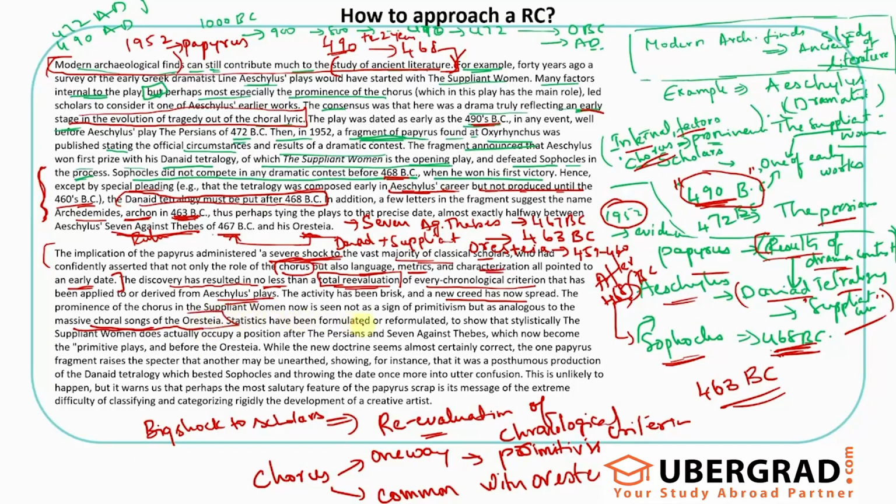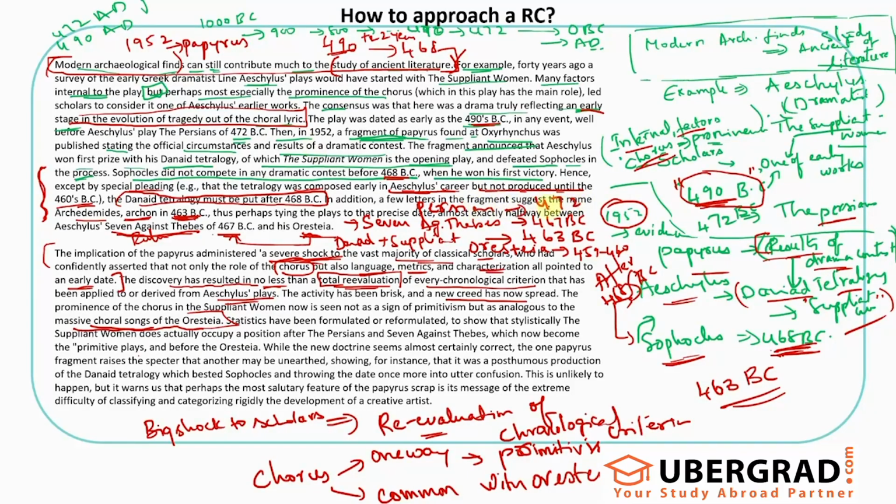Statistics have been formulated or reformulated to show that stylistically the Suppliant Women does actually occupy a position after the Persians and Seven Against Thebes, which now become the primitive place, and before the Oresteia. Now, see, they said the Persians was in 472 BC.